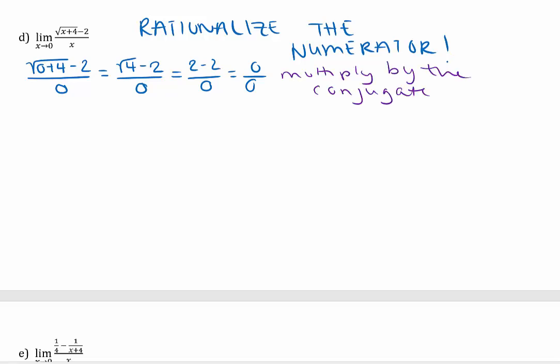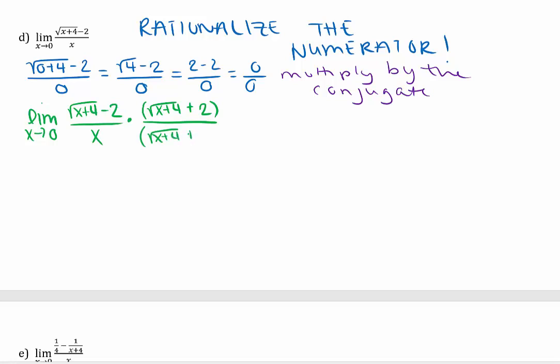If you want to rationalize, you have to multiply by what's known as the conjugate. So here's my original problem. The conjugate of the numerator is root x plus 4 plus 2. Notice the only difference I made was I changed the sign. Instead of a minus sign, I have a plus sign. I'm going to multiply the denominator by that same thing as well. I have to multiply the top and bottom by the same thing so that the expression remains unchanged.